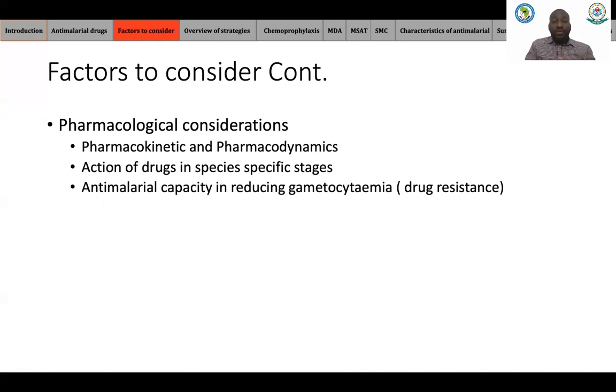Another important component to look into as a pharmacological consideration is the antimalarial capacity in reducing gametocytemia or even just parasitemia in general. This is the drug resistance issue, where different drugs have started to develop resistance. We've seen this in chloroquine and sulfadoxine-pyrimethamine, SP, and also now we're seeing cases of resistance to artemisinin-based combination therapy. So this is another very important consideration when you're trying to decide what drug to use.